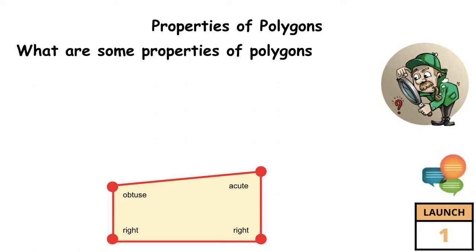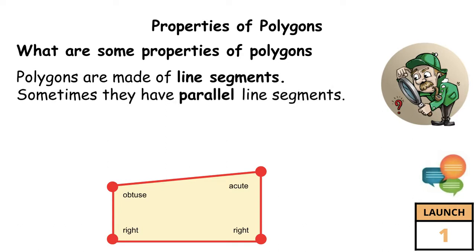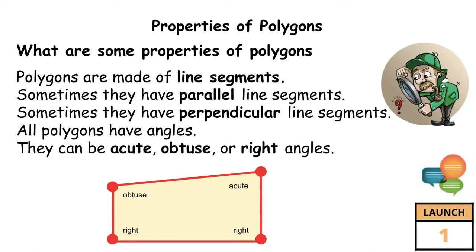So what are some properties of polygons as related to this? First of all, polygons are made up of line segments. Sometimes they have parallel line segments. Sometimes they have perpendicular line segments. But all polygons have angles. They can have a combination of acute angles, obtuse angles, and/or right angles.